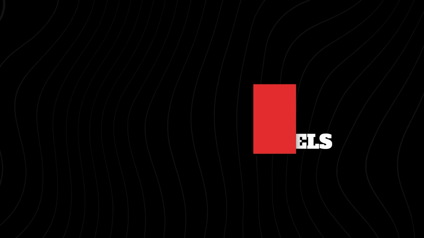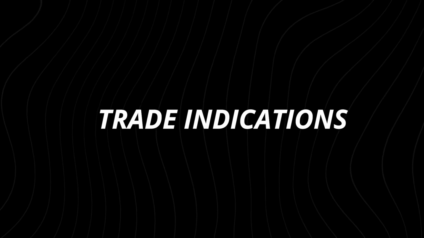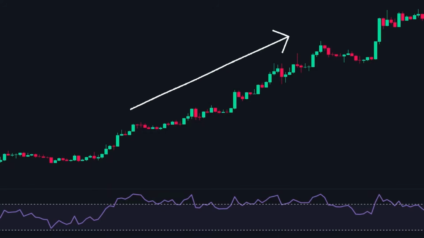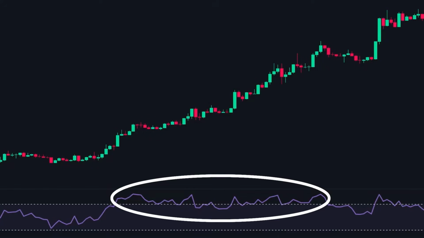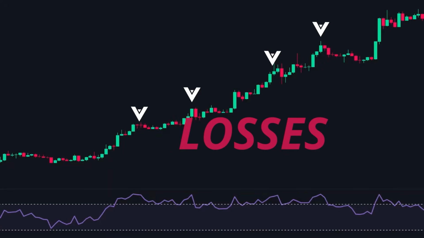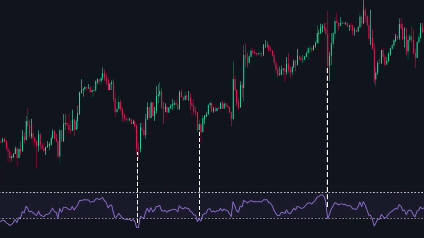These overbought and oversold zones are only references to current price levels. They are not trade indications in and of themselves. You should never trade entirely based on these zones. Typically, during an upswing, the RSI can remain in the overbought zone for extended periods of time with no retreat. In such instances, placing sell transactions simply based on overbought conditions might lead to losses. Nonetheless, the price frequently respects oversold levels greatly in an uptrend. When the price approaches the oversold area, an upside reversal almost always occurs.